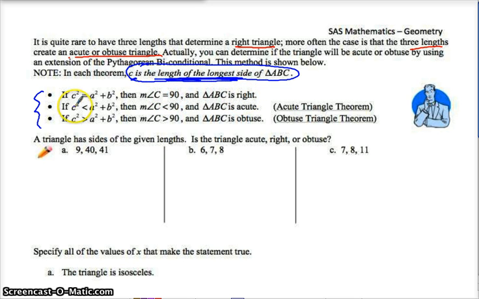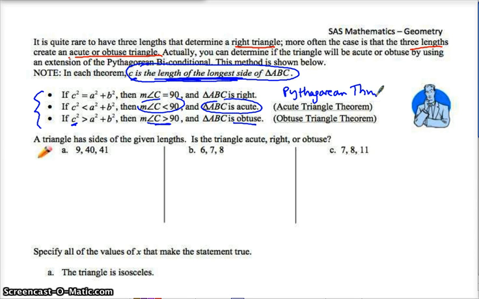If the longest side squared is less than the sum of the other two sides squared, that means it's an acute triangle. That angle is smaller than 90 degrees. If the largest side squared is greater than the sum of the other two sides squared, then that angle is larger than 90, which means it's obtuse. Okay, so we have the Pythagorean theorem, the acute triangle theorem, and the obtuse triangle theorem. So this one's the Pythagorean theorem, and there we have it.